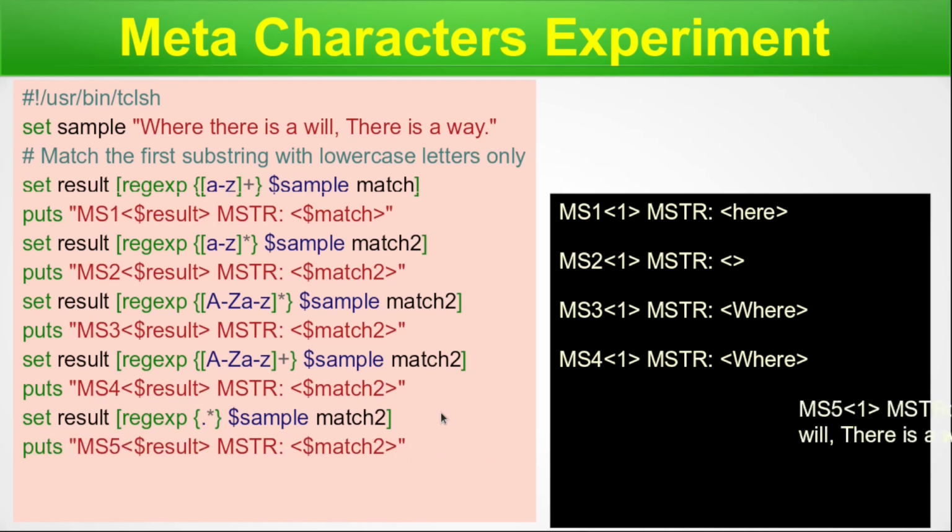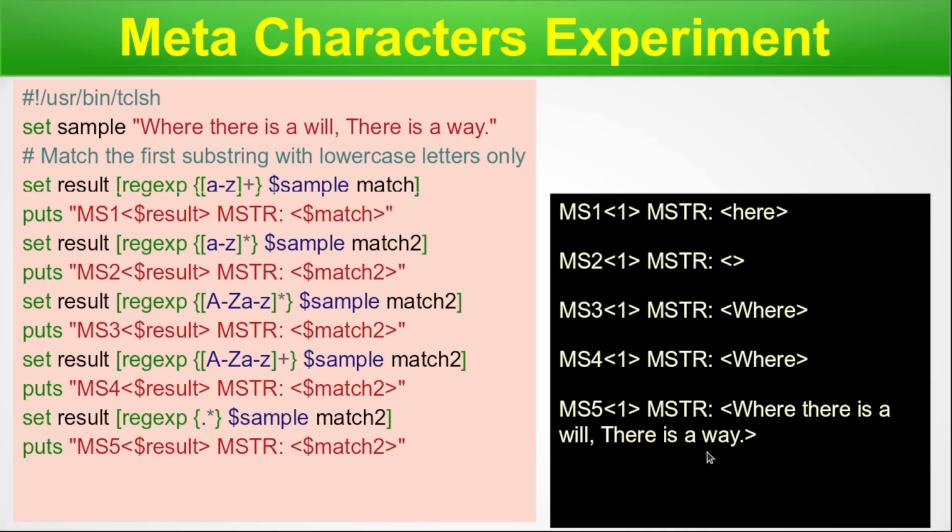Here if I go and print this out, it comes out that where there is a will, there is a way. The entire string has been passed on to match2 because we have mentioned dot. Dot as a meta character means it could be any alphanumeric character. So with any character, star has to find at least 0 times. So it has picked up everything.